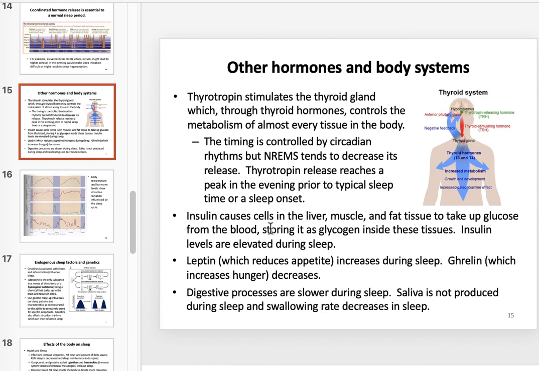Insulin's also a hormone. Insulin levels are elevated during sleep. Insulin's your energy, basically energy storage. So as you are sleeping, your body is trying to store energy. And it's also decreasing your appetite, and it's slowing down digestive processes.